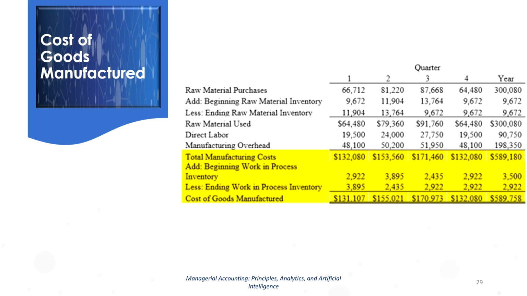Start with the total manufacturing costs, which we previously computed, and add to it beginning work in process inventory, and subtract ending work in process inventory. That arrives at cost of goods manufactured.